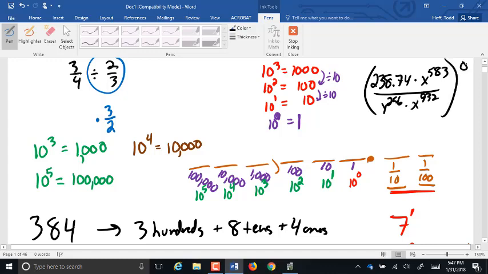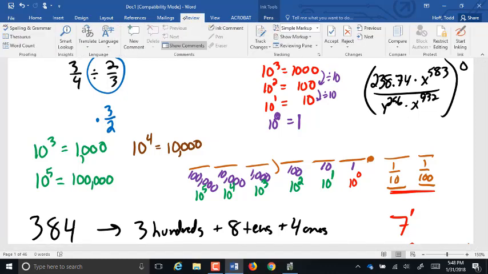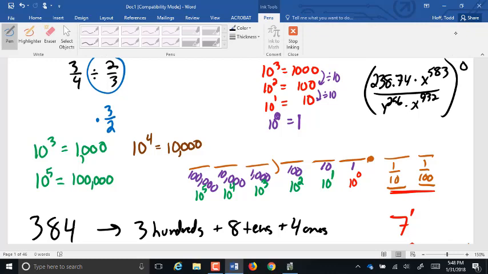What's that equal? 1. Well, like I said, that's not the focus of this class, so I wouldn't do that. But anything to the power of 0 equals 1. Like I said, I won't do that to you guys.